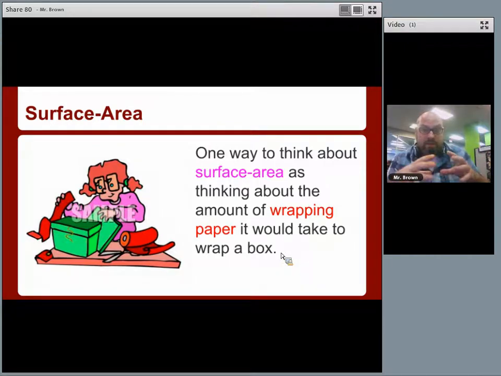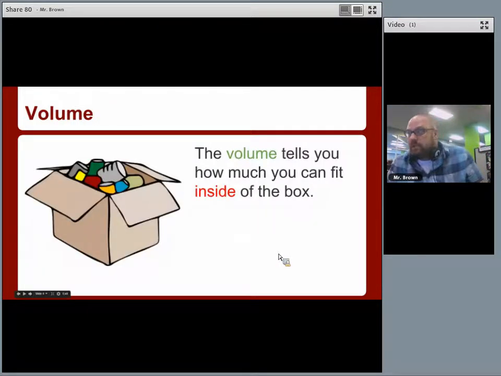Area is the amount of two-dimensional space an object takes up. So surface area is the area of that entire geometric shape, the area of all 6 sides. And volume tells you how much is inside. This is how much space an object takes up in 3 dimensions: length, width, and then height. All right, 3 dimensions.